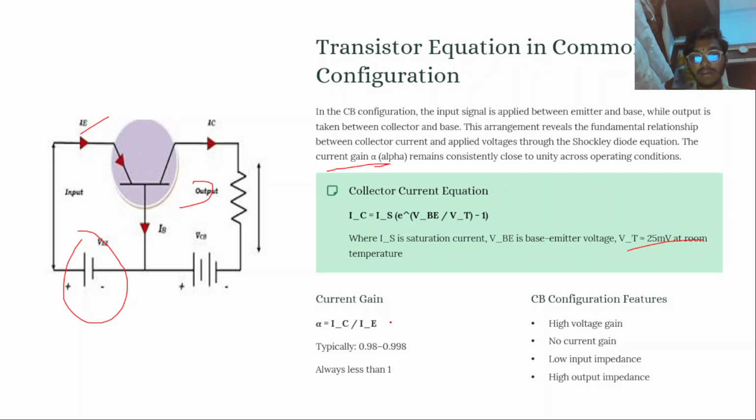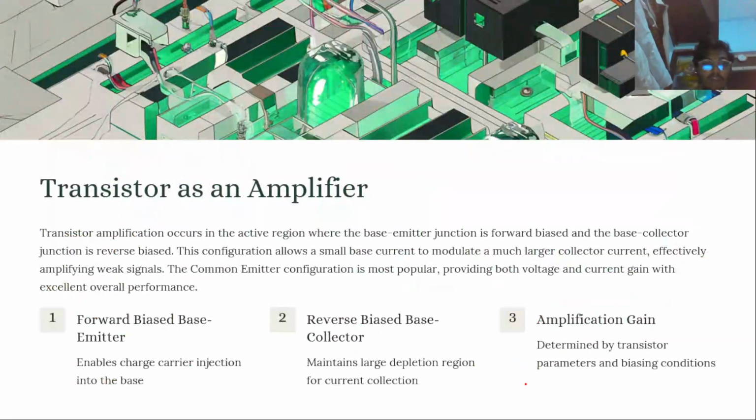Now, what is the definition of alpha? It is a current gain. It is the ratio of collector current to the emitter current. Typically, it is always nearly 0.98 to 0.99. In this configuration, the current gain is less than 1, with high voltage gain, low input impedance and high output impedance. As we have seen this region, next we introduce the common emitter configuration also.